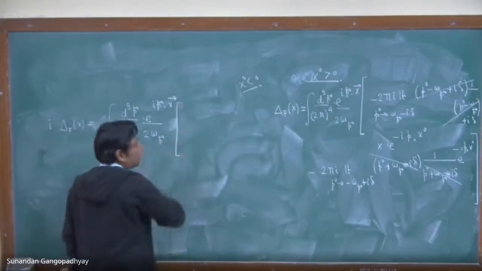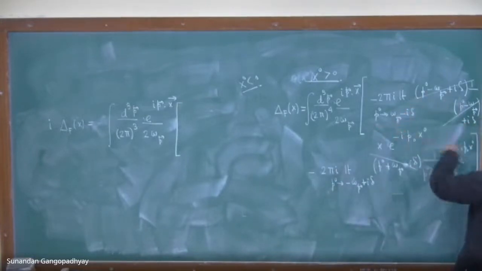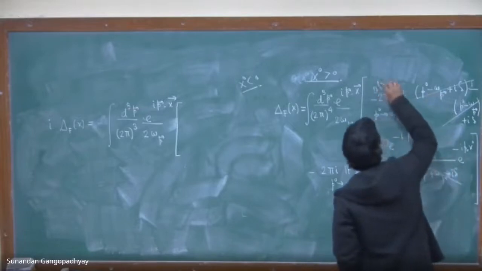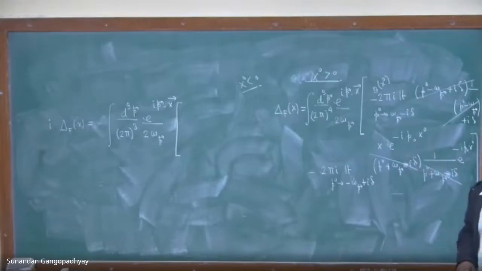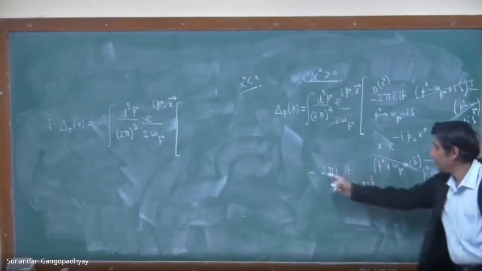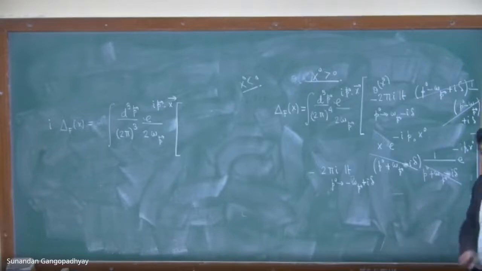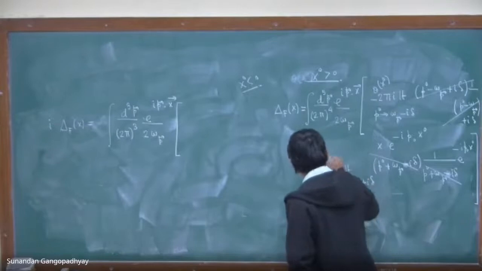Another thing that I missed is that the value of this integral holds only when x0 is greater than 0. Therefore, we should put a theta function, theta of x0, here. And the value of the other integral holds only when x0 is less than 0, so we should put theta of minus x0 over here. That's it.